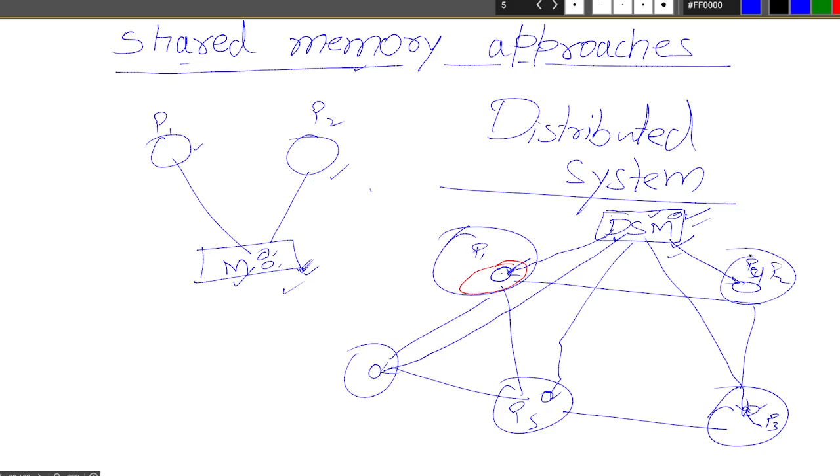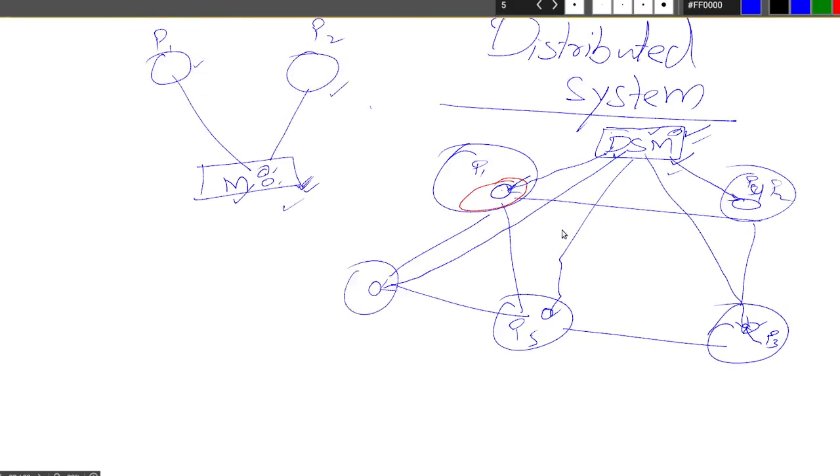Now, in indirect communication we have to see something we call tuple space communication. What do we want to see? We want to see tuple space communication. It is better we see it now.